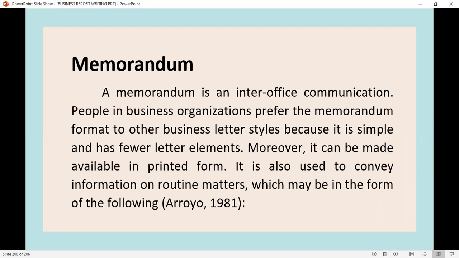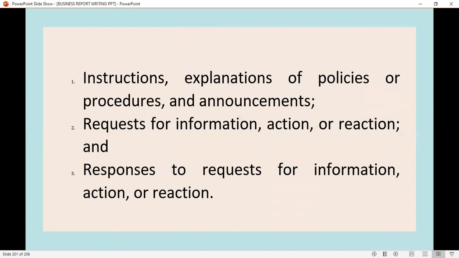Memorandum. So, memo, di ba? Let us have this. Instructions, explanations of policies or procedures, and announcement. So, yan yung meron sa memo. Requests for information, action, or reaction. Responses to requests for information, action, or reaction. At this time, so, di ba, hindi gagalaw ang isang body or yung mga employee if there is no memorandum given by the head or by the president or galing sa taas, di ba?